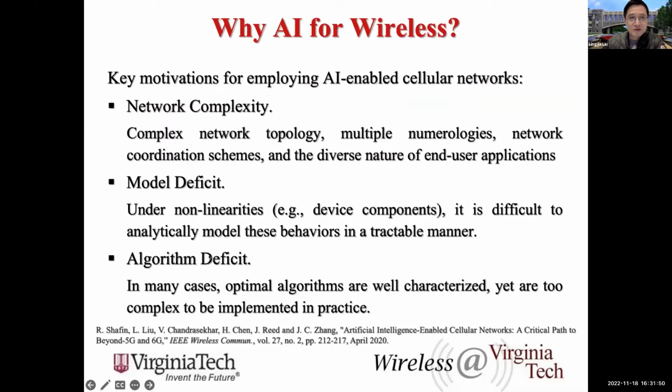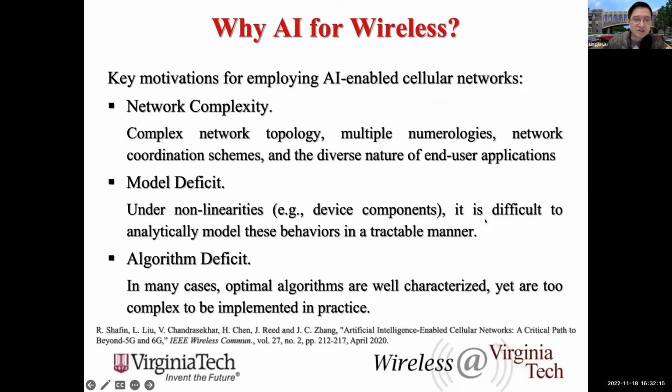Since we talk about machine learning, let's talk a little bit about why we want to use machine learning or AI in general for wireless communication systems. We see three major motivations. One is that the network becomes more and more complex, so it becomes very difficult to manually hand tune those various parameters. Machine learning can provide a very good way to handle that type of complexity issue.